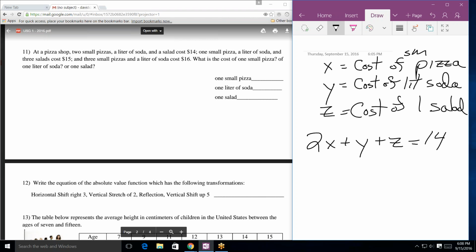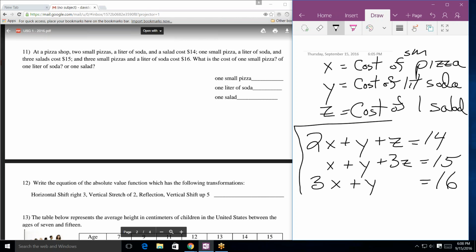Second equation? It'd be 1x, 1y, and then 3z equals 15. And finally, the third equation. And then it'd be 3x plus y equals 16. All right, so there's our system that we have to solve.